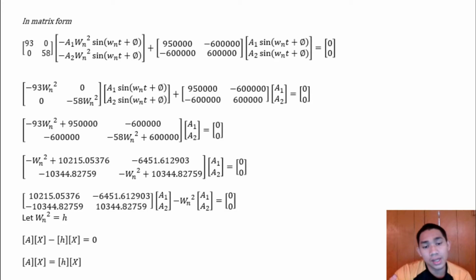This is because we want the coefficient of Wn square to be equal to 1 and make it easier, so we put it outside of the matrices to get the final answer of lane 5. Lane 5.